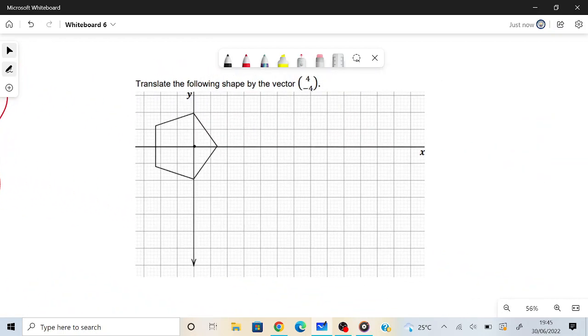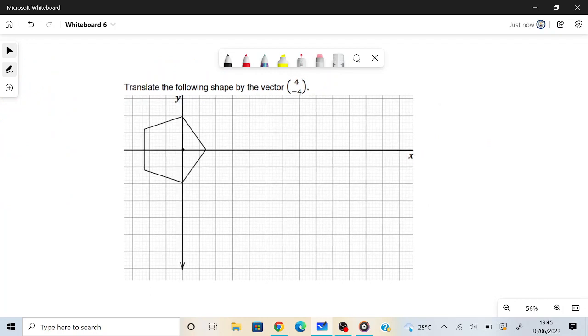On to the next example. This one says to translate the following shape by the vector 4, minus 4. So I know that when it says 4 on top, that means it goes 4 units to the right, and when it's minus 4 at the bottom, I know this means it's going 4 units down.